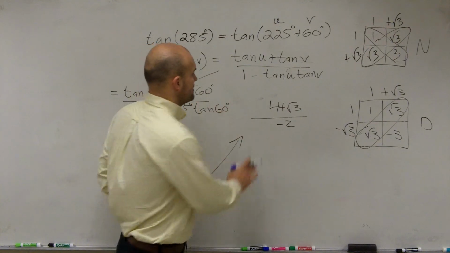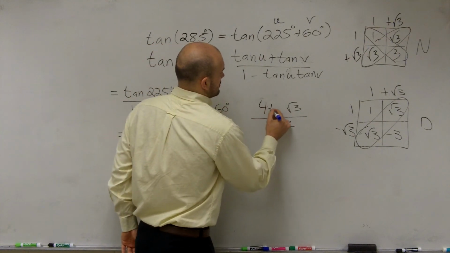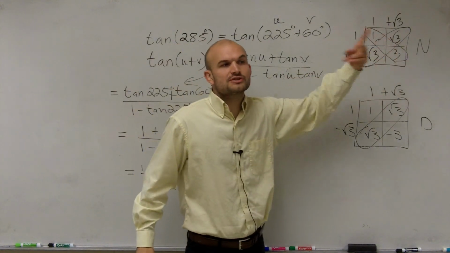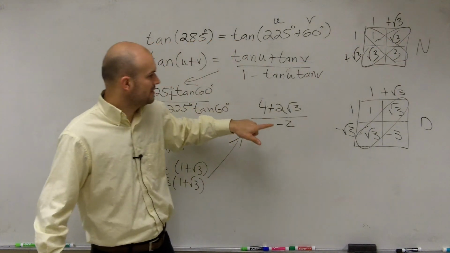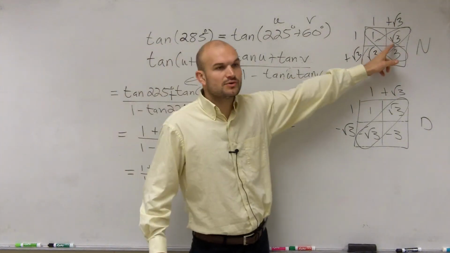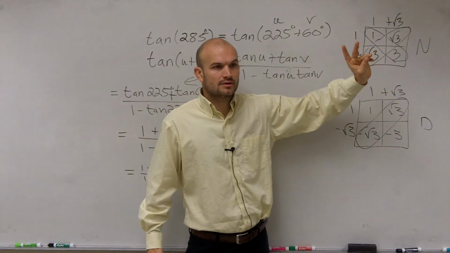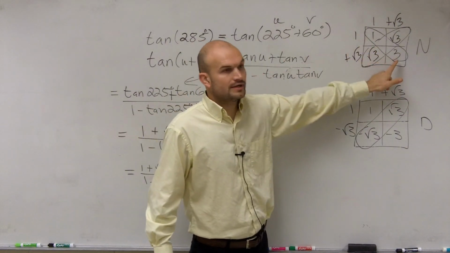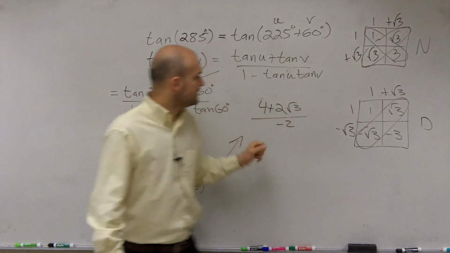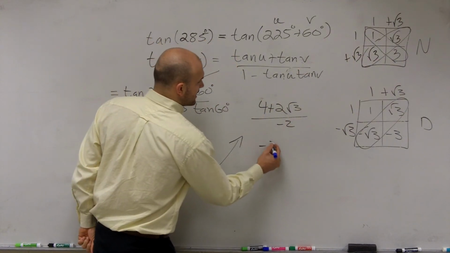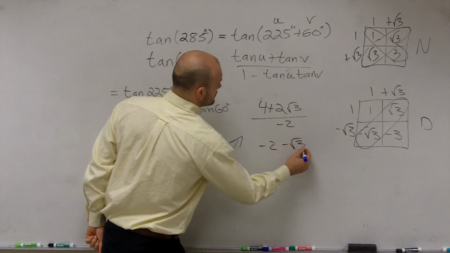Oh, I'm sorry. It's 4 plus 2 radical 3. Sorry about that. The square root of 3 plus square root of 3 is 2 square root of 3. Now I can divide the negative 2. Okay? So now we can just divide the negative 2 into both those terms. Therefore, I have a negative 2 minus the square root of 3.